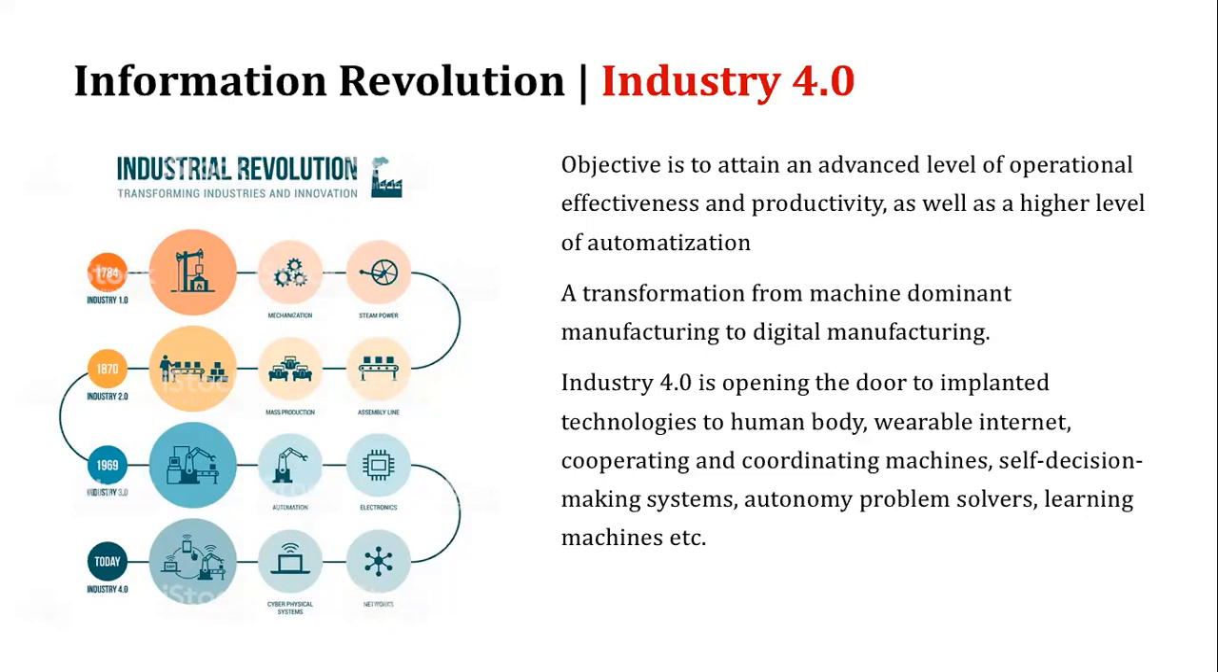Industry 1.0 is the first industrial revolution that took place somewhere around the 1780s, at least the first part of the 18th century. During the first industrial revolution, the world experienced mechanization and steam engines. That is what we call Industry 1.0.